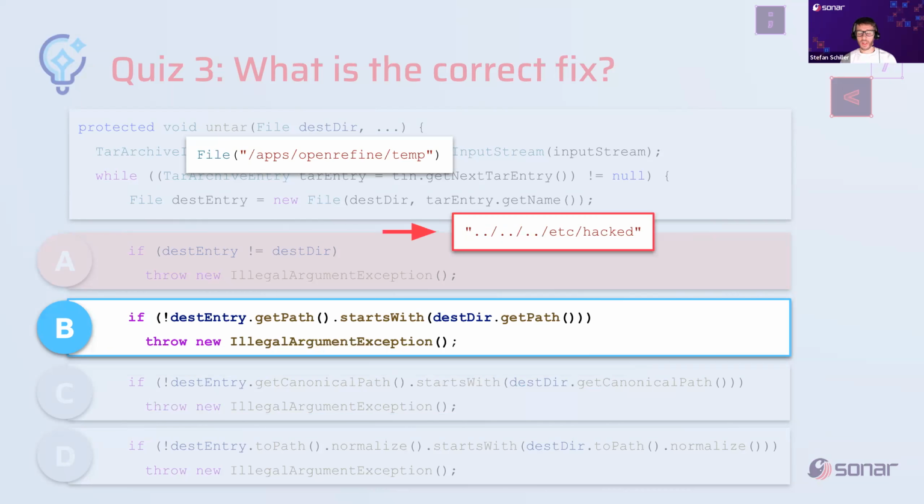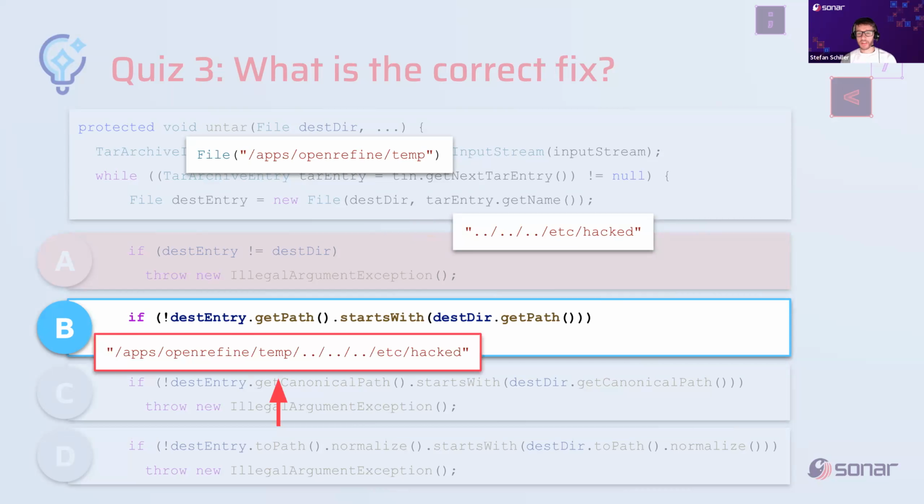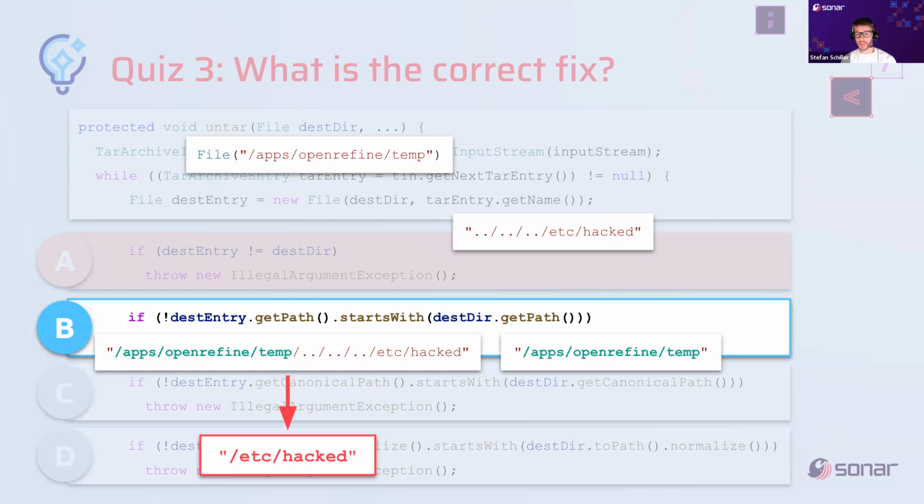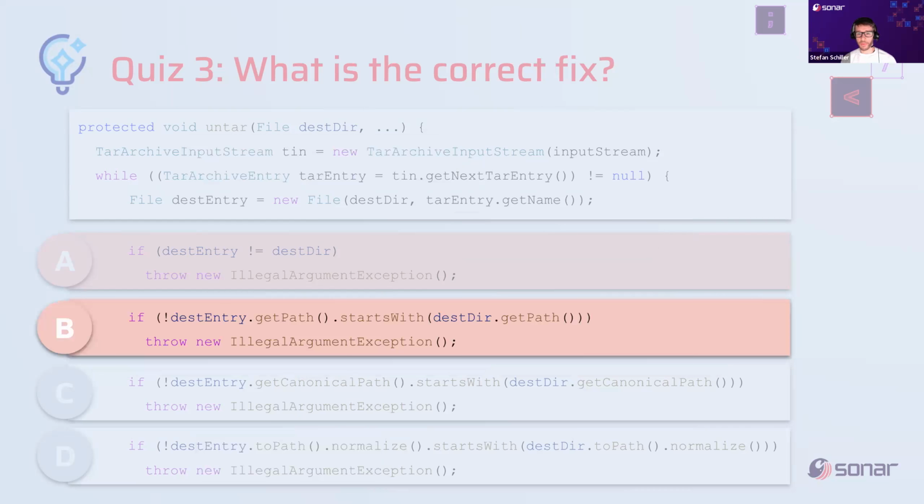Everything fine here. But now let's consider our attack from beforehand. An attacker can create a malicious archive and set the file name of an entry to ../../etc/hacked. Again, the path of the destination entry is a simple concatenation of both strings. This means that the .. sequences are not resolved to an absolute path. So the startsWith check is successfully passed and no exception is thrown. However, when the file is written to disk, the .. sequences are resolved and the actual file written is /etc/hacked, which is definitely not below the intended destination directory. This means that this is also not a correct fix.